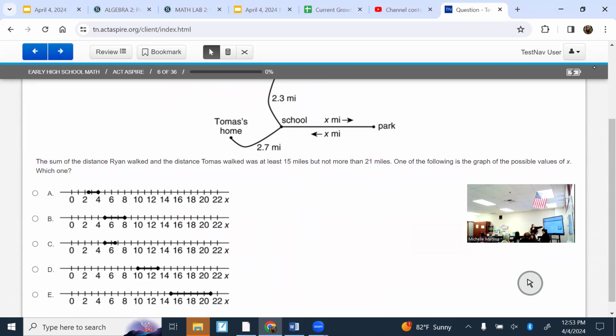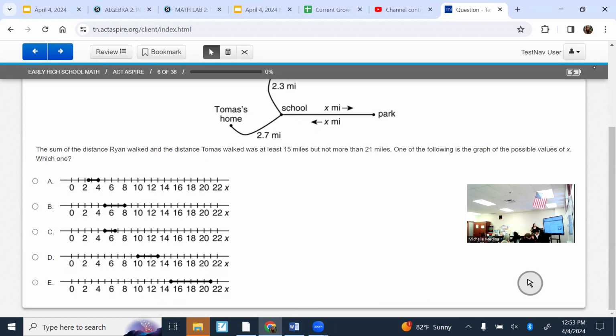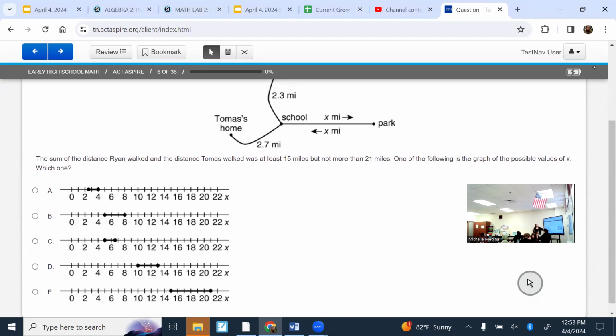So it says the sum of the distance Ryan walked and the distance Tomas walked was at least 15 miles, but not more than 21 miles. Which one of the following is the graph of the possible values of x? And these are all different compound inequalities, if you remember that. So knowing that the distance they walked was at least 15. I haven't made an expression yet for the sum of the distance they walked, so I'll just use this phrase for right now.